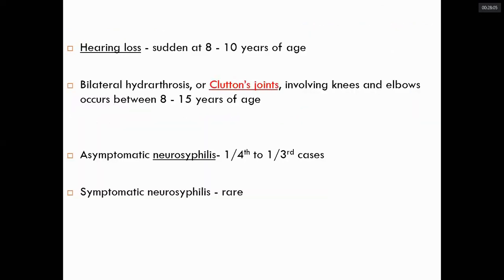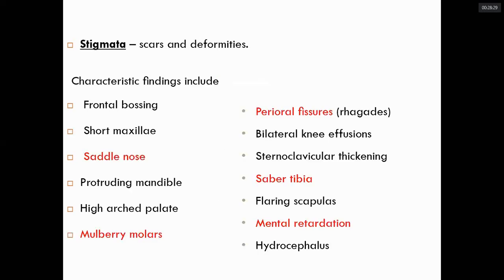And there can be hearing loss. It is mostly present at around 8 to 10 years of age. There can be bilateral hydrarthrosis, which is called Clutton's joint, which involves the knees and elbows, and can occur between 8 and 15 years of age. And in one-third to one-fourth of cases, there can be asymptomatic neurosyphilis also. Symptomatic neurosyphilis is rare in late congenital syphilis.